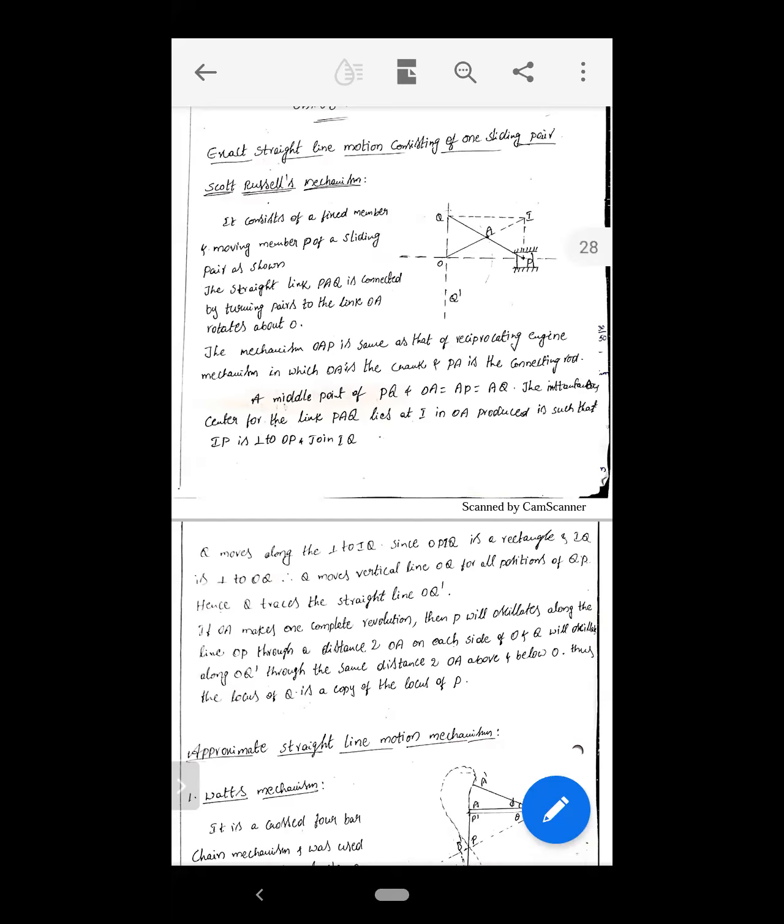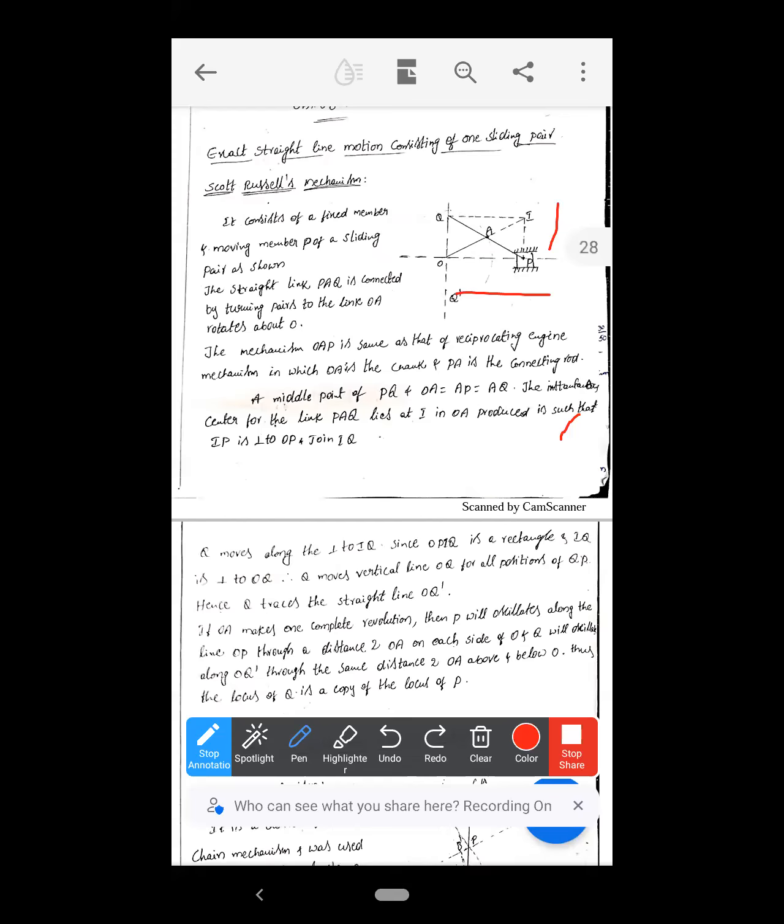IP is perpendicular to OP, and join the IQ. Those are discontinuous lines. When we mention that, that is the instantaneous center. The instantaneous center has been found.